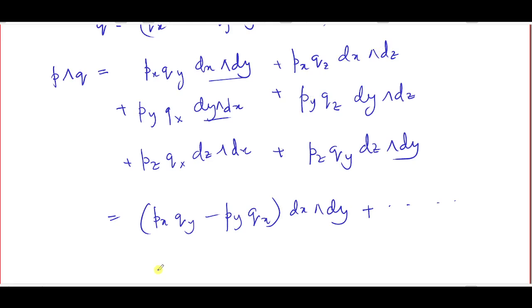But even this one term should be reminiscent of something you already know. This quantity px qy minus py qx should be quite familiar. If you have two vectors with px, py, pz and qx, qy, qz as components, this would really be the z component of the cross product. So the wedge product that we have talked about can be seen as a generalization of the cross product, because after all, in the special case where you have two one forms, it's essentially replicating the cross product.